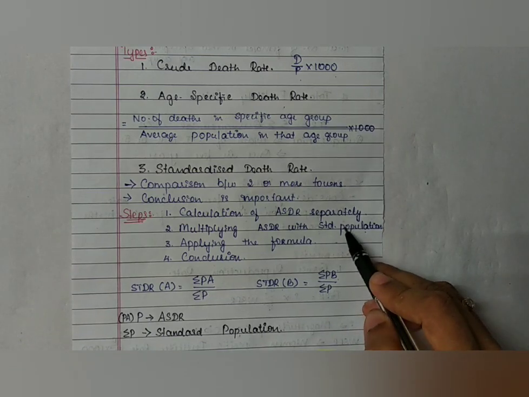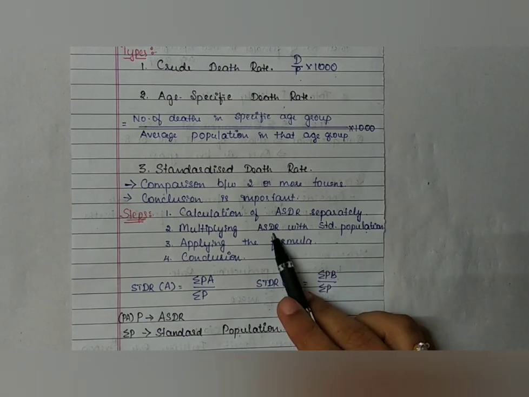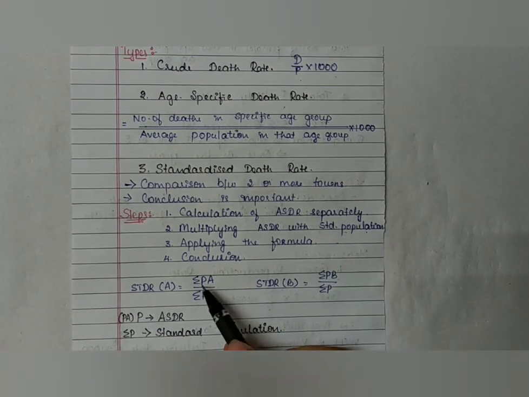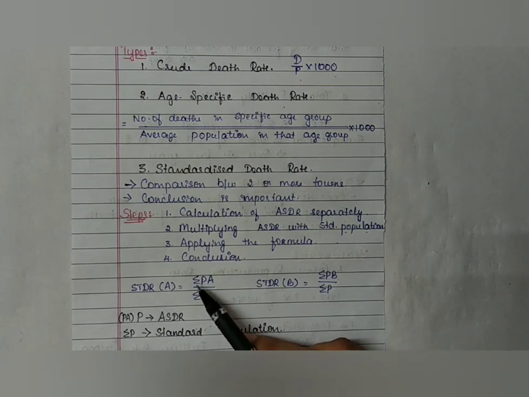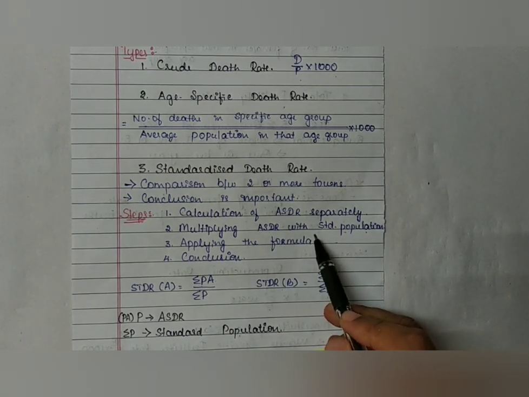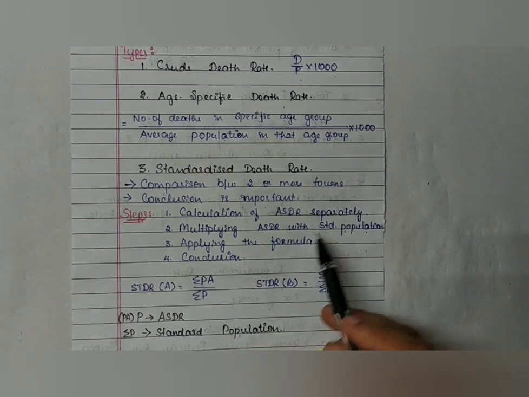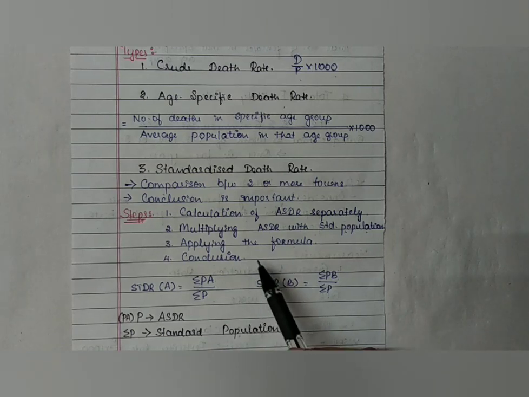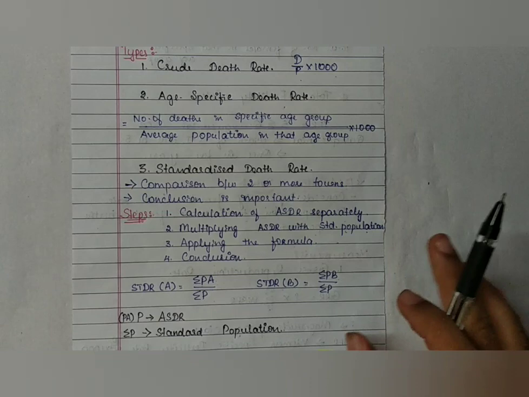Okay, this standard population will be the same for town A and town B. Okay, so once after multiplying, that is ASDR into standard population, will be PA. P is standard population, A means its answer, ASDR. Okay, so summation PA, that is multiplying ASDR and standard population. So after that, applying the formula, and at the end writing which town is healthier.